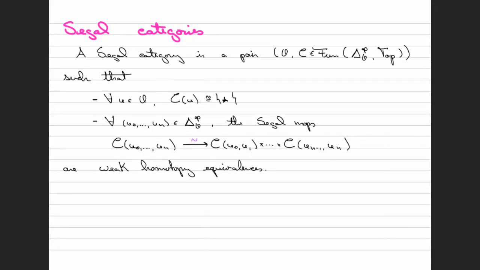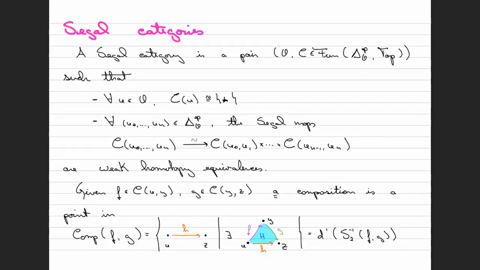So why are they called Segal? Well, they're called Segal because Mr. Segal came up with them, obviously. But why are they called categories? Because precisely we have some sort of notion of composition.